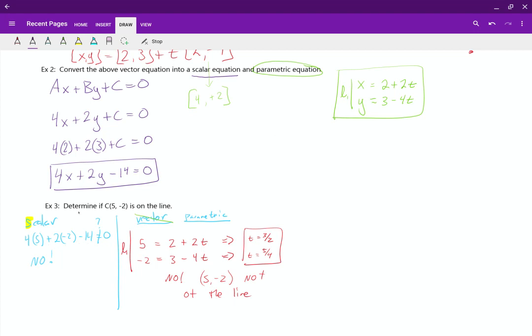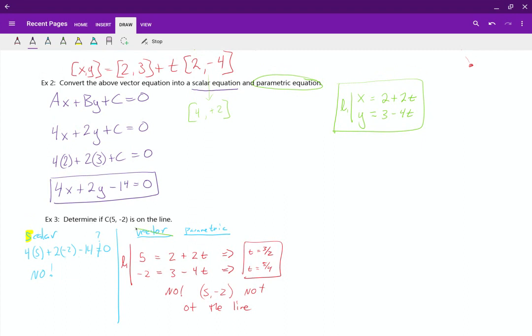Okay. Now, the question is, is 5, 2 on the line? Well, this is pretty easy. To use the scalar equation, all you do is you put 5 in here and 2 in there, and you see if you get 0. If you get a 0, then it's on the line. If you don't get a 0, it's not on the line. Okay, but what about the vector version of the line, which is this one up here? Well, my advice is don't use the vector version. Use the parametric instead, which is this.